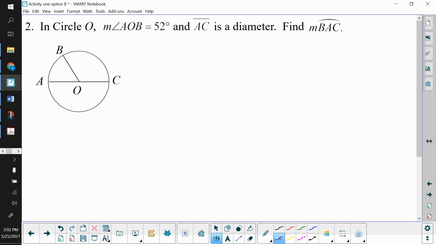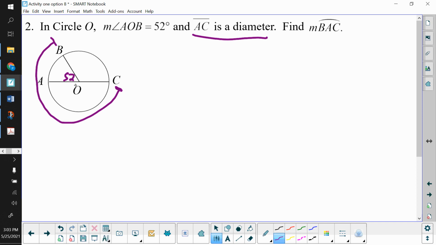One more example with central angles. In circle O, so that means we know O is the center. Well, if O is the center, that means AC is a diameter because it passes through the center. So AOB is 52 degrees. They tell us AC is the diameter, but they didn't need to tell us that, remember, because we knew O is the center. And we want to find BAC. So we want to find from here all the way over to here.